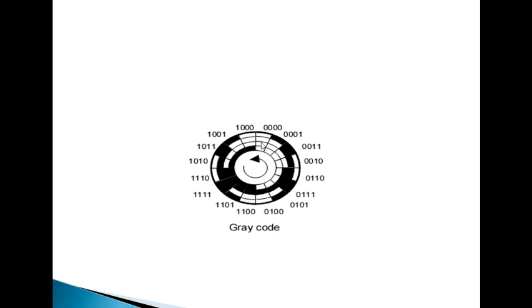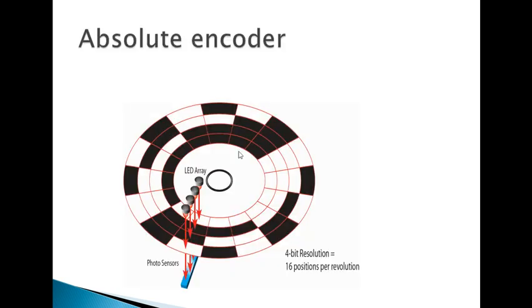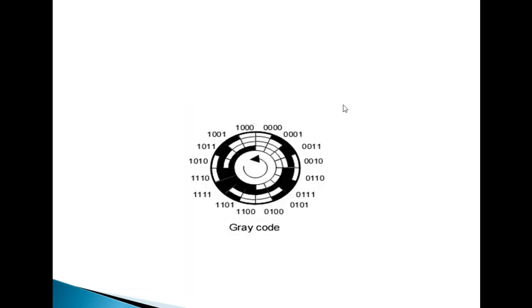Suppose this LED array and photo sensor assembly is here, then we are getting the output as 0 0 0 0. When this disc rotates and this area comes under that, we are getting 0 0 0 1. So this black part is considered as a logic 1, and the white parts are considered as a logic 0. You can verify anywhere. If you see here again, it is 0 0 1 0.